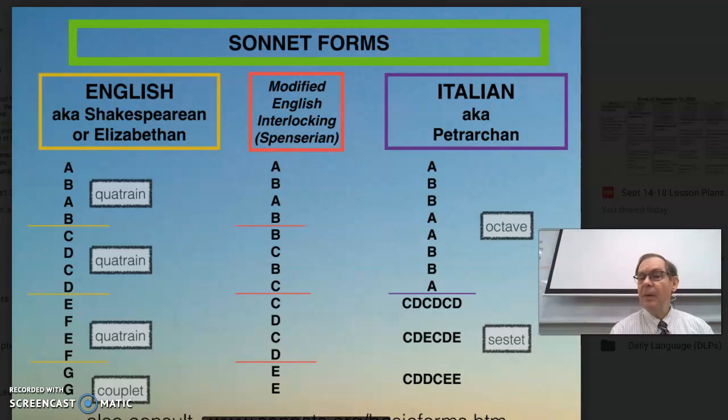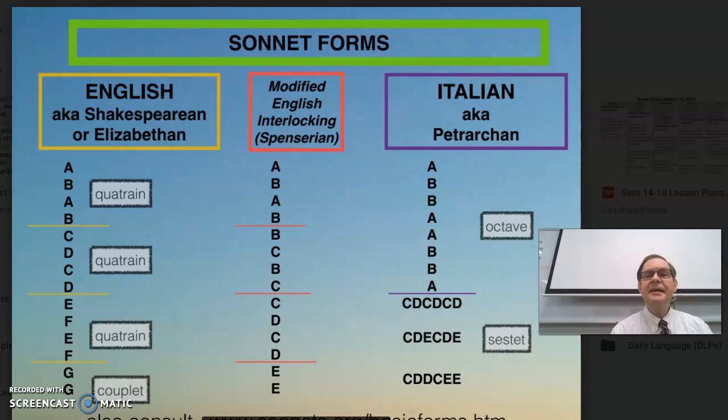Most of the time, not always, but most of the time in an English sonnet, each quatrain begins with a different set of rhymes. So the second quatrain, CD, CD, next EF, EF, and then you have your rhyming couplet at the end, GG. Now look over at the Italian side.